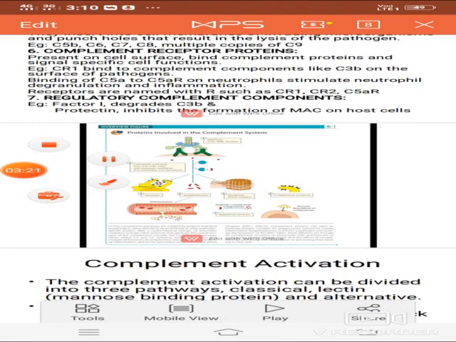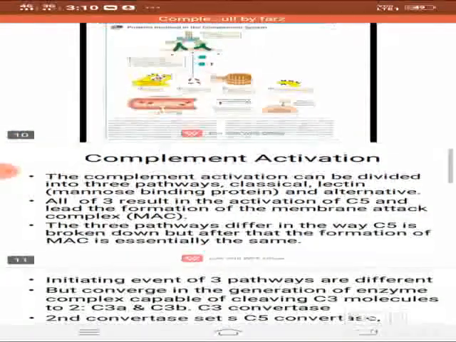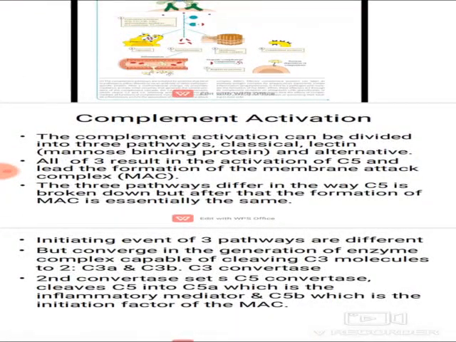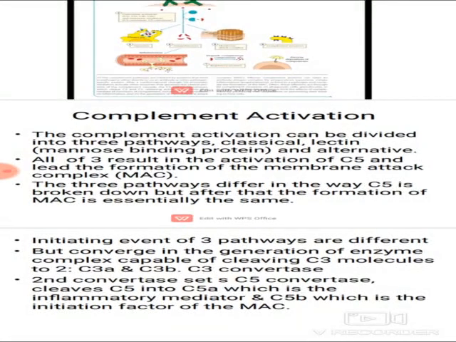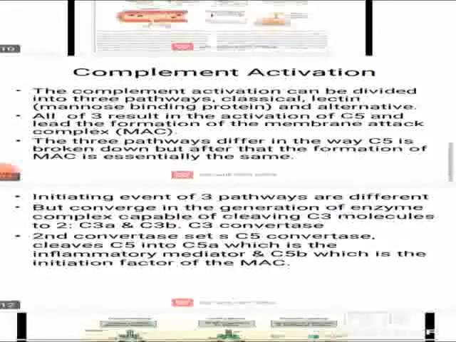Next we are going to start with complement activation and the complement activation pathways. There are 3 pathways: classical, lectin, and alternative. All 3 result in the activation of C5 and lead to the formation of the membrane attack complex. The 3 pathways differ in the way C5 is broken down, but after that the formation of the MAC is essentially the same.